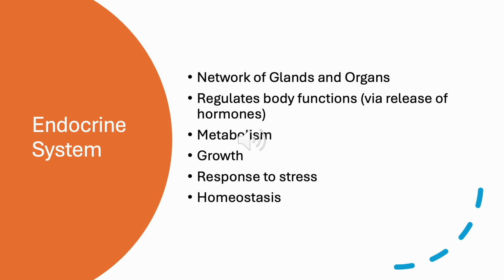So if an endocrine gland senses there's too much of a hormone in the body, it will decrease production of that hormone. And if there's not enough, the body will increase the production of that hormone. So it's the body's attempt to maintain homeostasis.